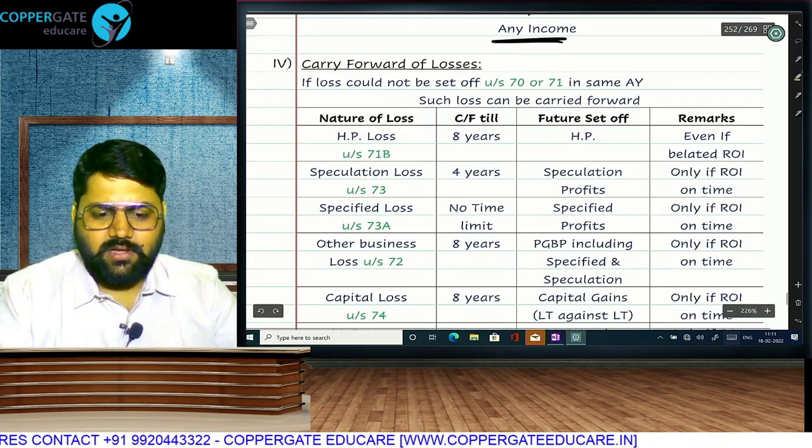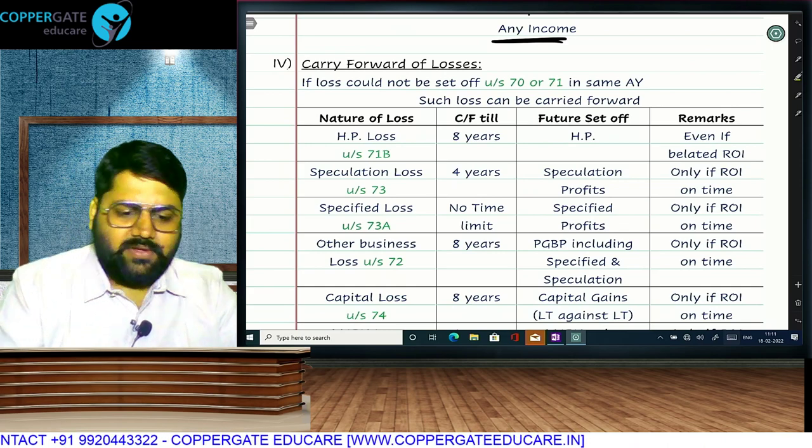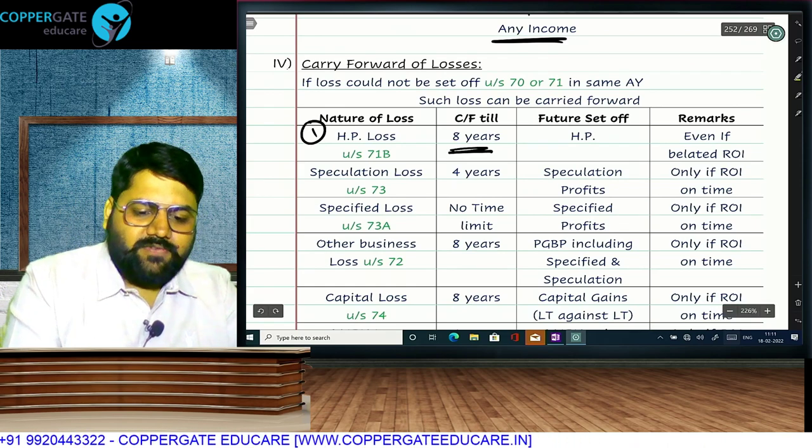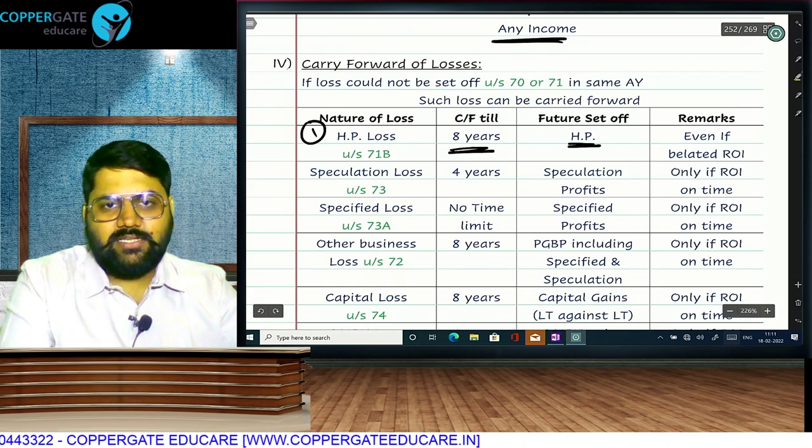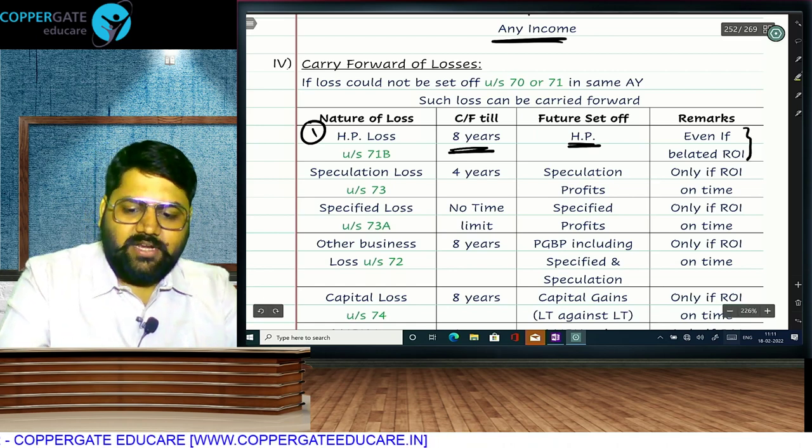And once carried forward, how will you adjust? One by one. House property loss carry forward up to 8 years. In future you can adjust only against house property, even if belated ROI.